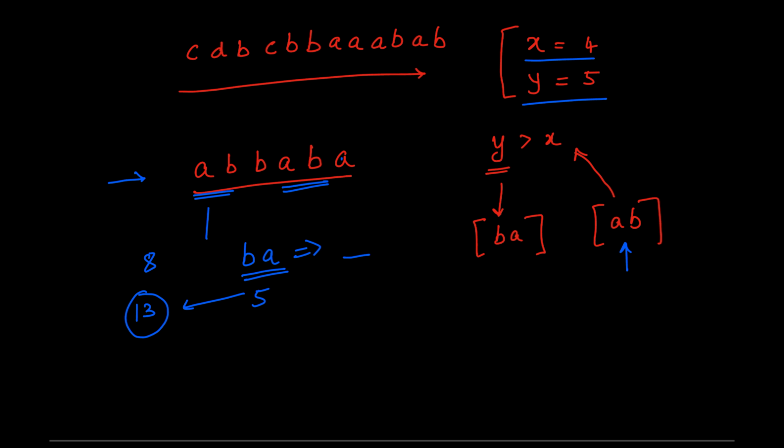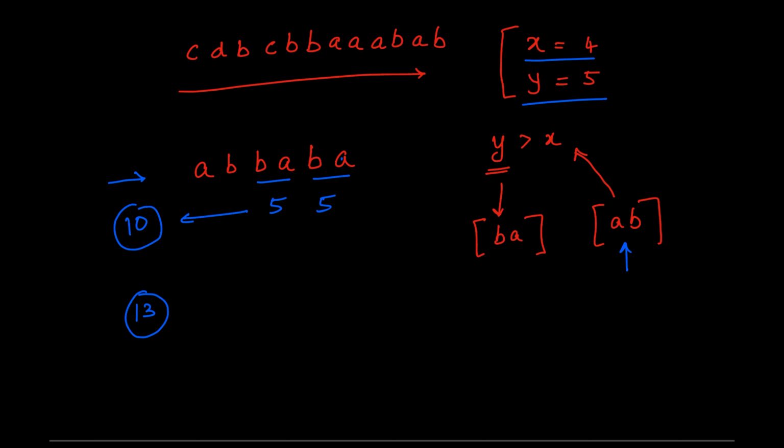Is this the maximum points that I can earn with this string? Maybe. But to confirm, let's repeat the same cycle, but this time we'll start with ba instead. I have two occurrences of ba here, which will give me 5 points each. Total is 10, and the remaining string is ab. This will give me another 4 points. Adding 4 to the total gives me 14 points, which is greater than the previous value. This proves that it is important to know which value is greater between x and y so that we can start looking for the corresponding substring in the string s.